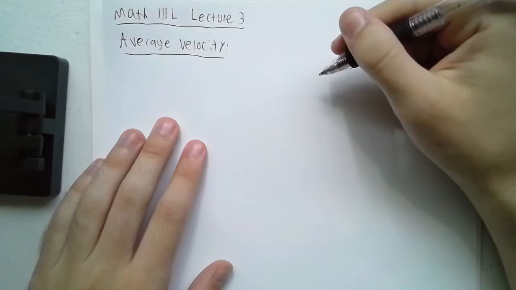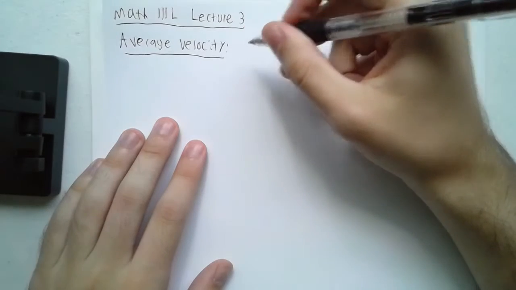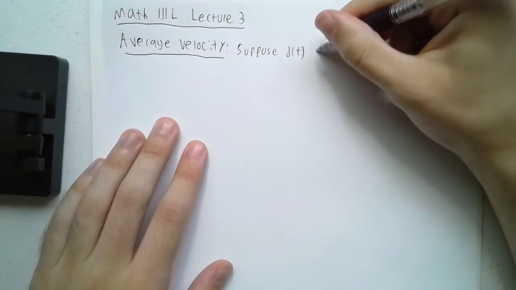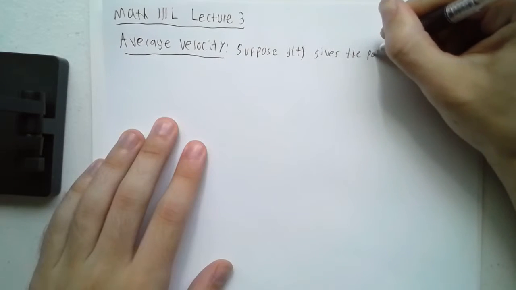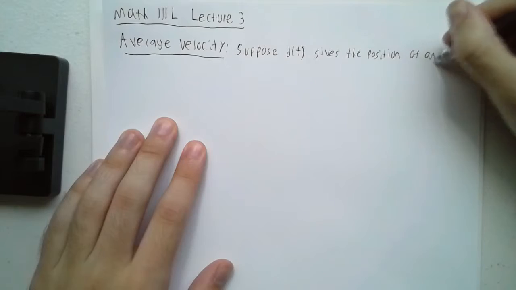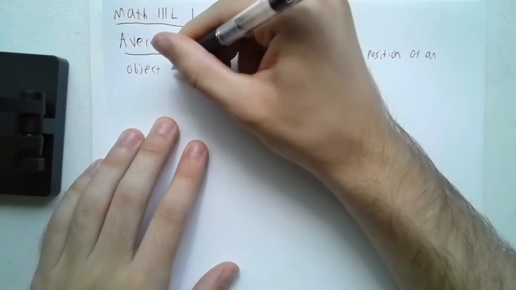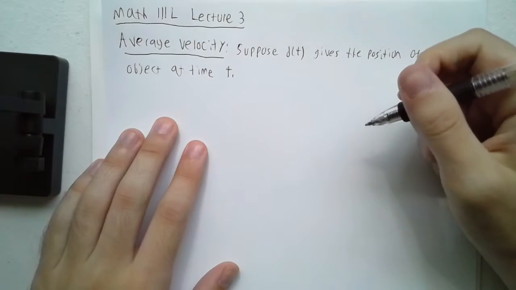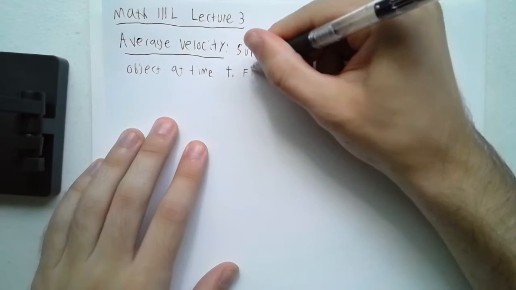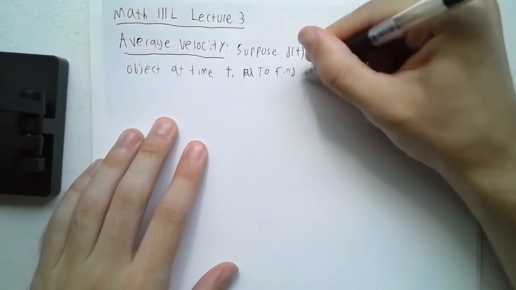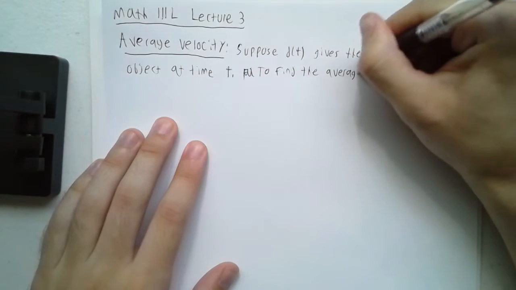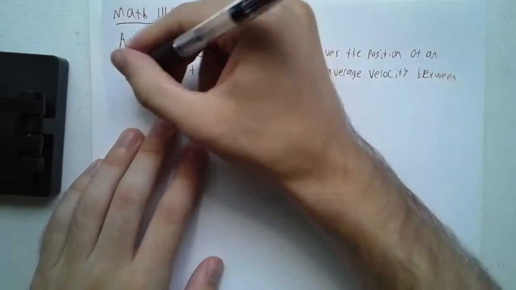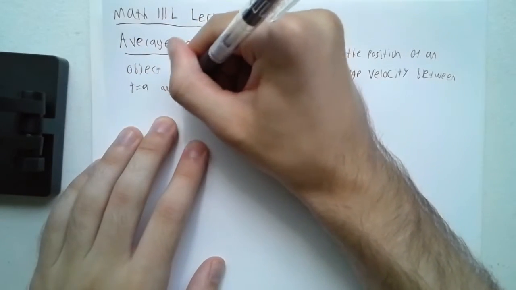So probably many of you have seen how to compute this before, but I'll quickly explain this. Suppose d of t gives the position of an object at time t. And suppose we want to find the average velocity between 2 points in time, t equals a and t equals b.